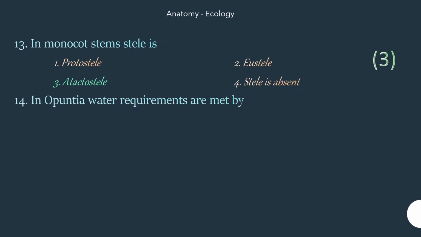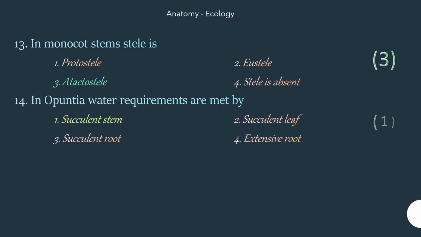In Opuntia, water requirements are met by: succulent stem, succulent leaf, succulent root, and extensive root. The answer is 1. Succulent stem.